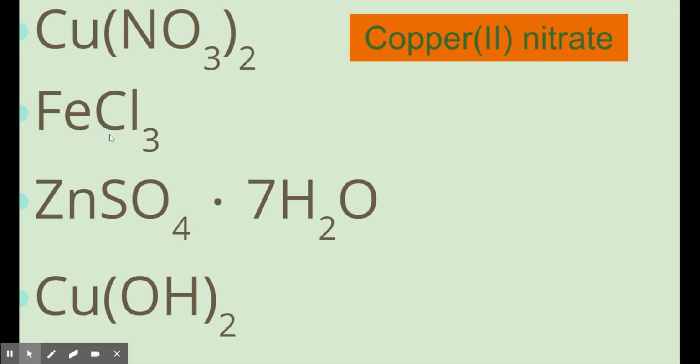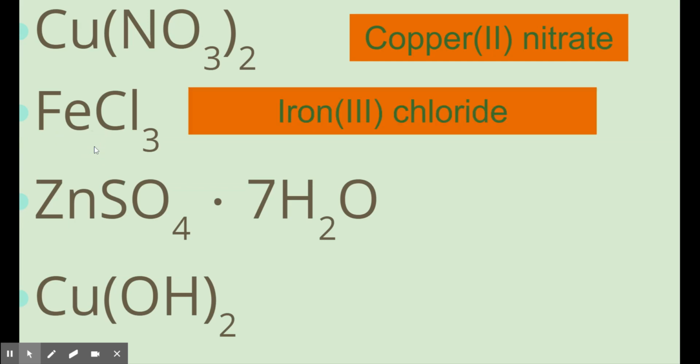The next one, FeCl3. We all know that Cl has a charge of minus 1. That means the iron here should have a charge of 3 plus. So the name of this compound should be iron 3 chloride. Iron 3 chloride.